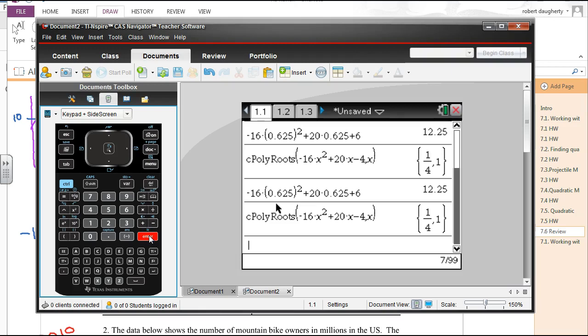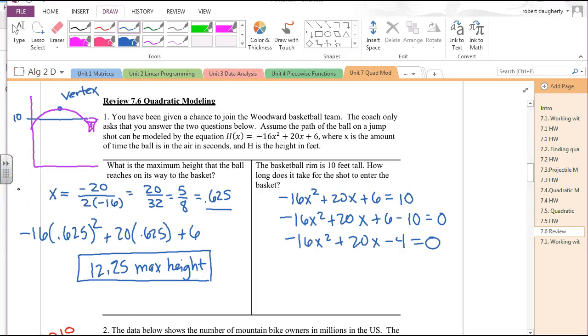So interpret that. That means 1/4 of a second into the shot, the ball is on the way up, that's where it hits 10 feet, and then 1 is where it hits on the way down. So that tells me that x equals 1/4 and 1, but they've asked me for when it goes in the basket. So it's going to go in the basket after 1 second. That's when it goes in the basket. Okay?